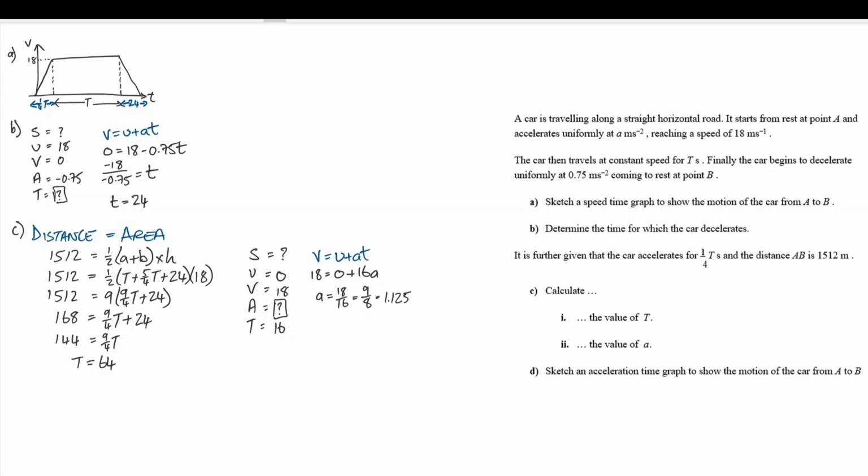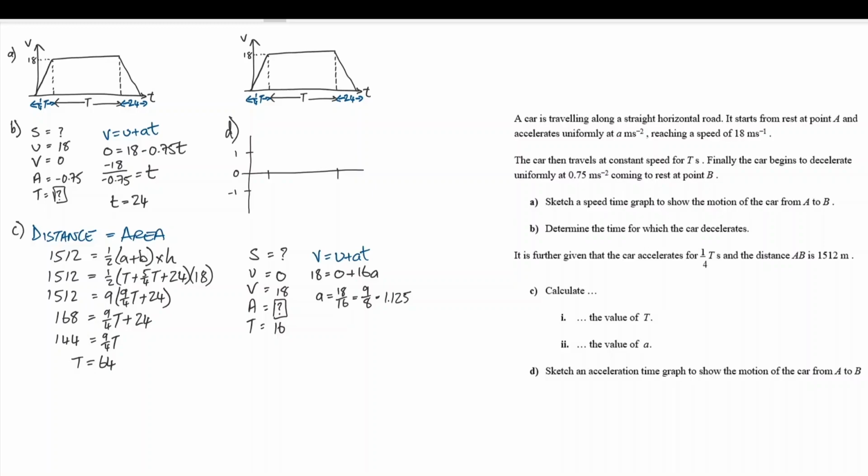Part D of the question asks us to sketch an acceleration time graph to show the motion of the car from A to B. Well, we already know there are three parts of the journey: the acceleration, the constant velocity, the deceleration, or acceleration, zero acceleration, deceleration. I'm going to reproduce my velocity time graph over here just so you can see exactly where these accelerations are coming from.